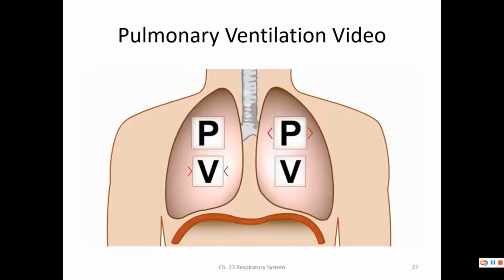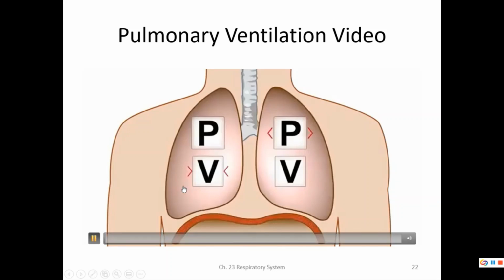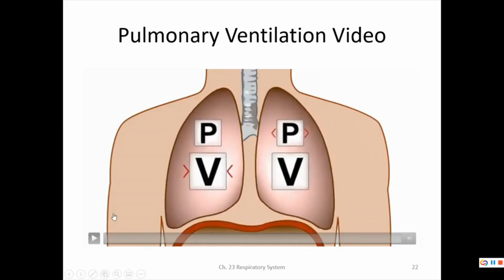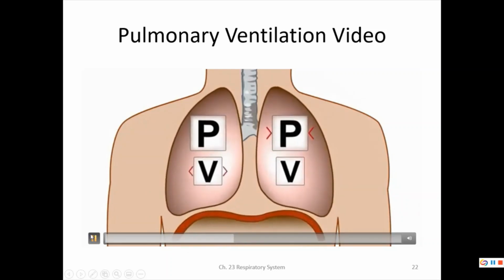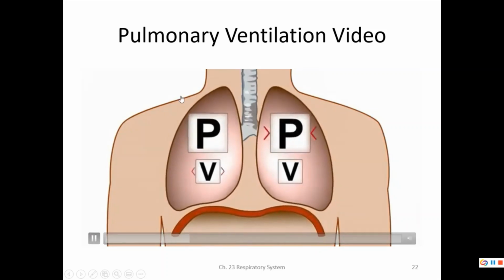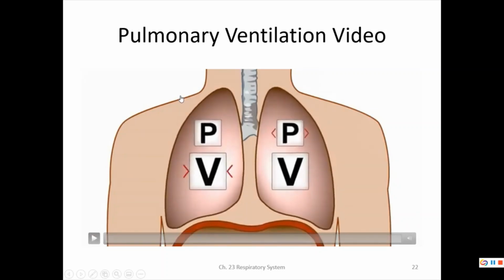Okay, so as you see this, remember, your rib cage expands and the diaphragm contracts to breathe in. The rib cage contracts inwards and relaxes, and the diaphragm moves up to breathe out. This creates an inverse pressure-volume relationship. When the volume gets bigger, pressure goes down. When volume gets smaller, pressure goes up. Okay?